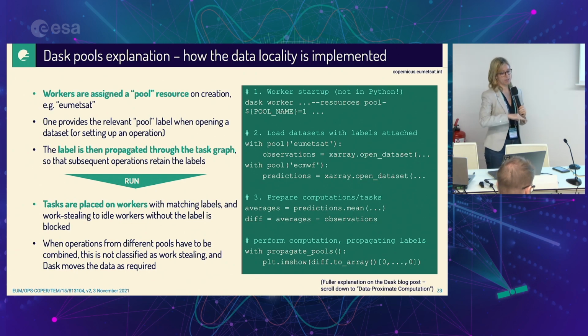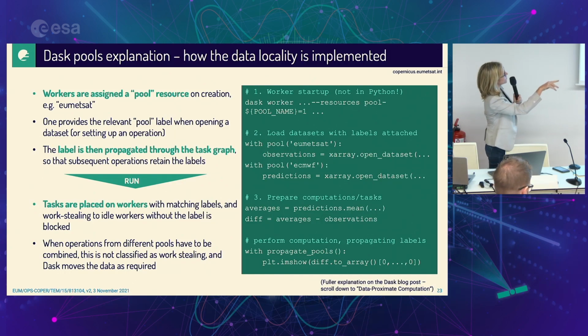This label is then propagated through the entire task graph which Dask is setting up, so through the entire processing. And once we hit run, so once we tell Dask, okay, now we want to compute, these tasks are placed on the actual workers with the matching labels. And then Dask manages for us which workers are processing our data.